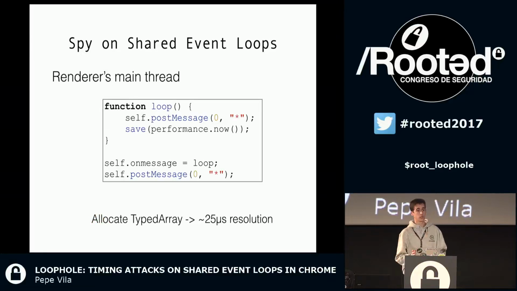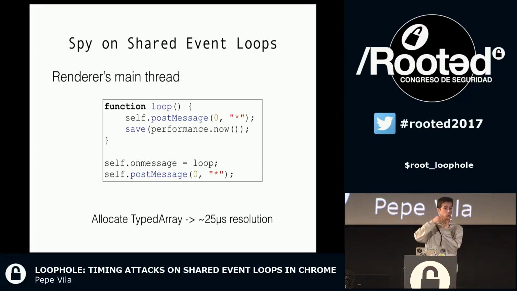These 5 lines of JavaScript are all that is needed to monitor the event loop. It is incredibly simple. We define a loop function. Self is a reference to our window, so we send any message. We're not interested in the content. We save the timestamp. Performance.now is an API that gives you an accuracy of microseconds in the timestamp. And then we define the event handler for all messages and send the first message.